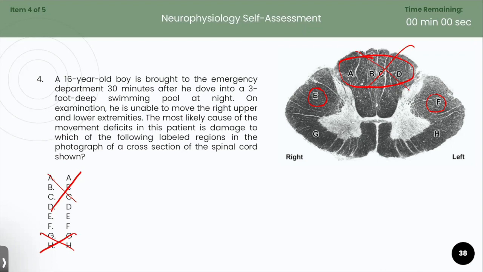So now we have to decide, is this ipsilateral or contralateral? So he can't move the right side. He's having trouble with the right side here. And you know that we're here in the spinal cord, right? But we're also talking about the white matter, correct? Like we're looking at the white matter here.